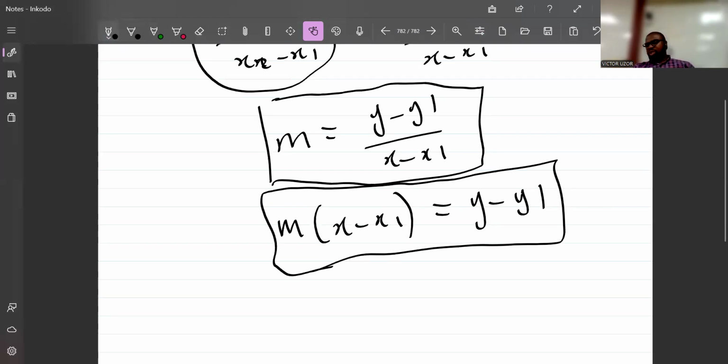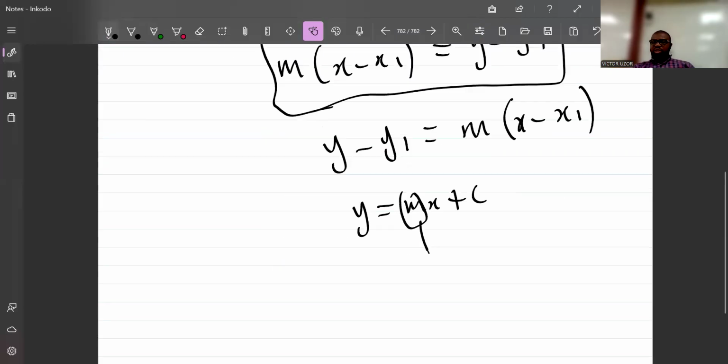Okay? So the last part is this formula y is equal to mx plus c. When you have the value for the gradient and you have the value for the two points, you can now find this y-intercept. When you find the y-intercept, you can put it back in the equation and solve it, and you get what you are looking for.